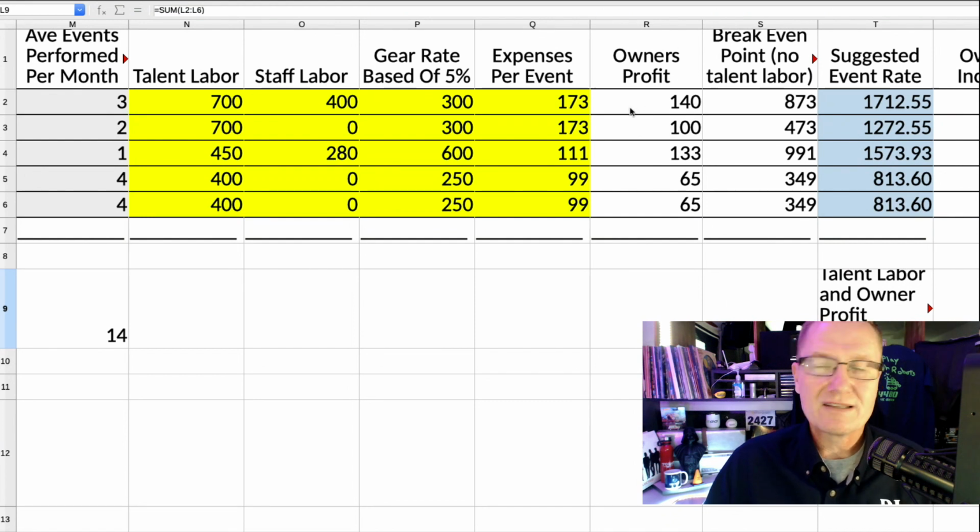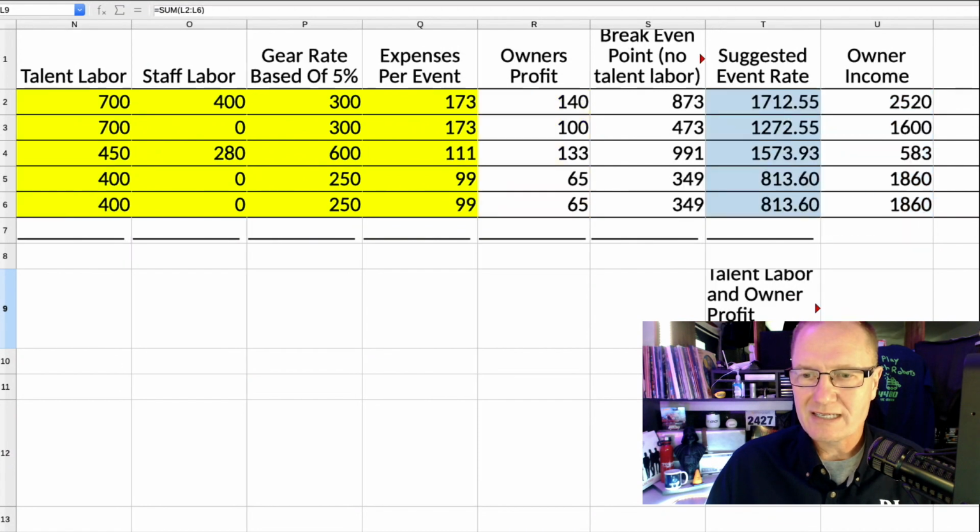The owner profit on this, on that 10%, if we take these and add our labor up, if they're making 10% on the labor, is roughly $140 per event. And then we can continue over here to our break-even point. And this is where it gets kind of interesting.